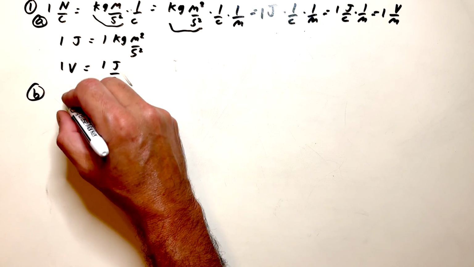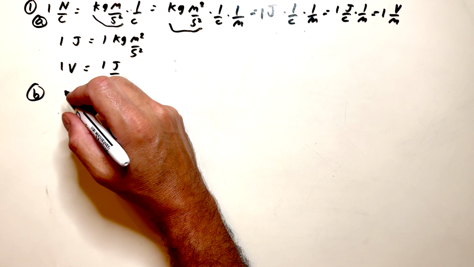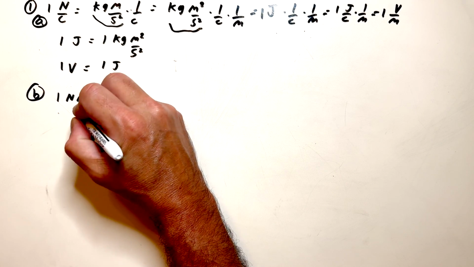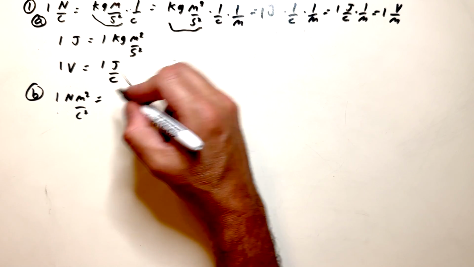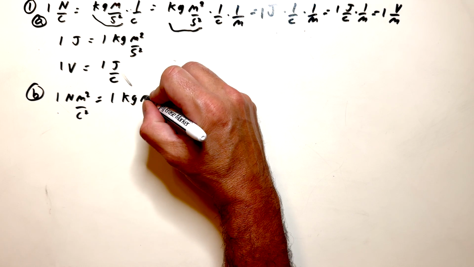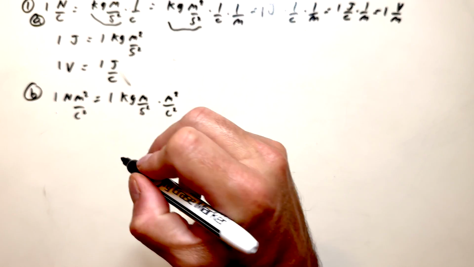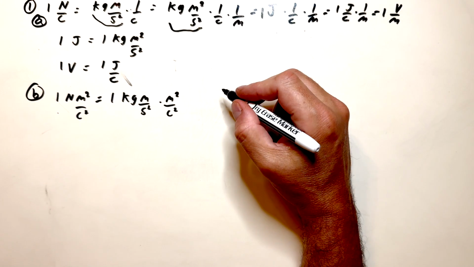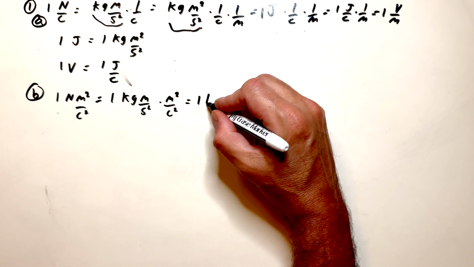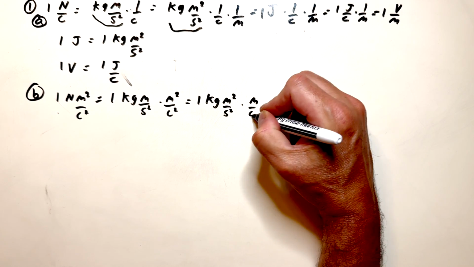Part B asks about K, which is 9 times 10 to the 9 newton meters squared per coulomb squared. But let's just look at 1 newton meter squared per coulomb squared. And we'll do the same thing. We'll replace newtons with kilogram meters per second squared. That's 1 kilogram meters per second squared times meter squared over coulomb squared. I'm going to borrow one of the meters from here. So I'll write 1 kilogram meter squared per second squared times meters per coulomb squared.